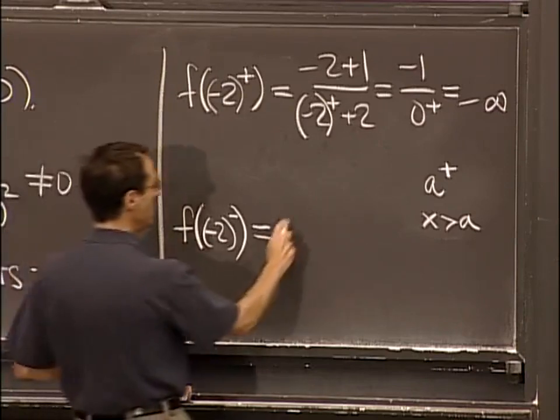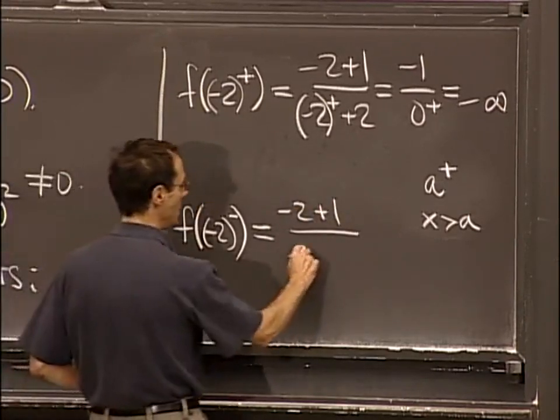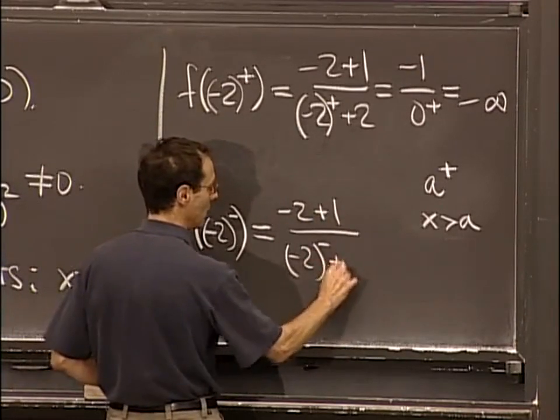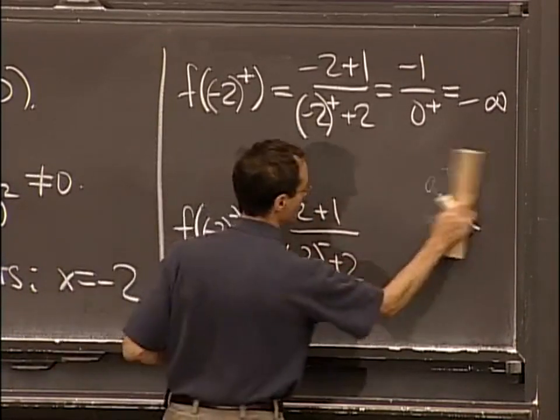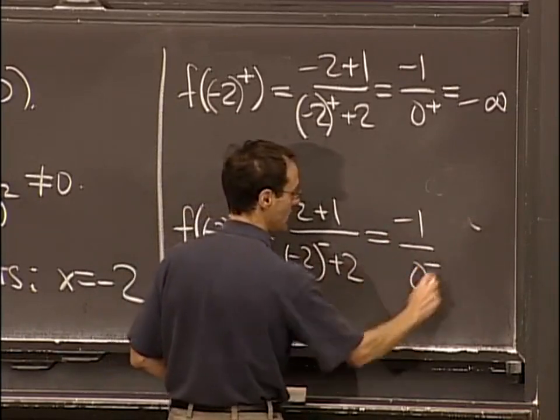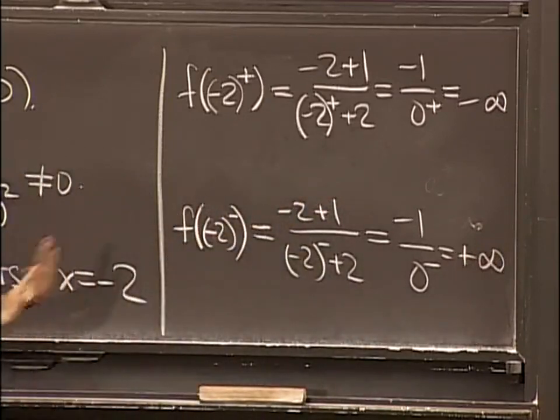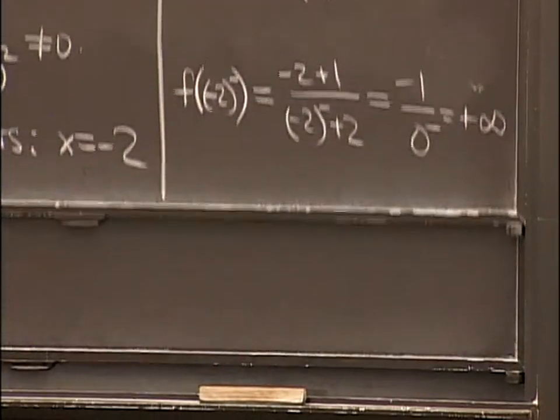All right, so that's going to be -2 plus 1, same numerator, and then this -2 on the left, plus 2, and that's going to come out to be -1 divided by 0 minus, which is plus infinity. All right, or just plain infinity. You don't have to put the plus sign in.